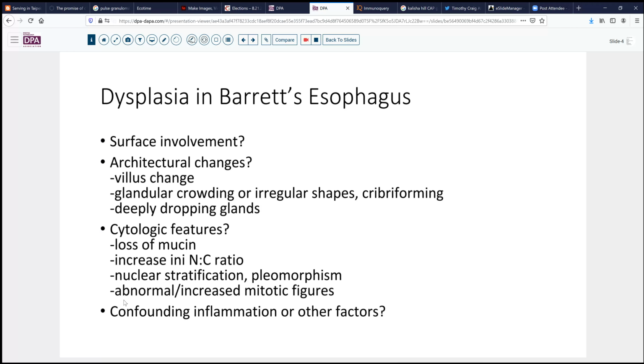And then perhaps the least useful criterion is increased mitotic figures. But if you begin to see abnormal mitoses, tripolar, quadrupolar mitoses, then that can be a marker, certainly of dysplasia, and more likely inclining towards high-grade dysplasia. Finally, are there other confounding factors? Is there inflammation? Is there some sort of secondary ulceration, perhaps due to peptic reflux or something of that sort, that could compromise your ability to interpret these cytologic and architectural features? And if so, then you may be best to place it in the indefinite for dysplasia category.